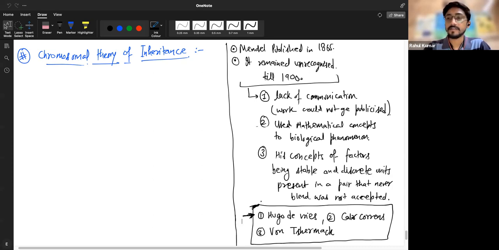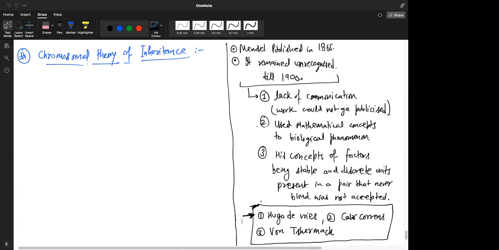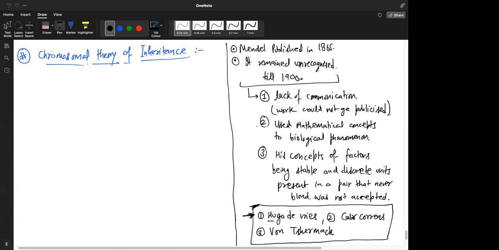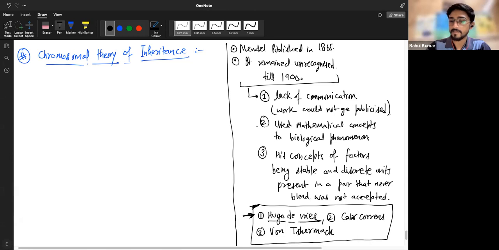And after that, the three laws were given from his work. The three laws that we studied above were given then. Is it clear? Mainly, Hugo de Vries had a big hand in giving the work the status of laws. Now coming to the chromosomal theory of inheritance. So this was some history about Mendel and the work he did, and why it could not get widely publicized and remained unrecognized.